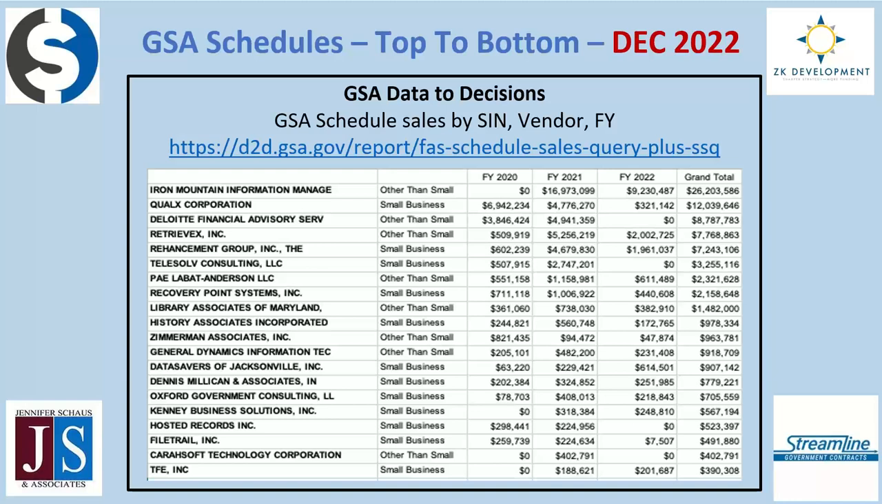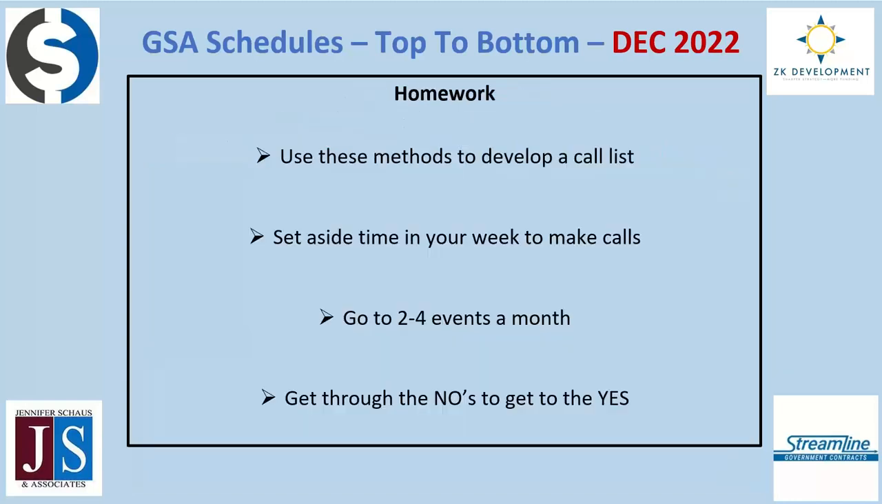So for your homework on the next slide, I want you to make sure you use these methods to develop a call list. A call list is a list of people, federal government agencies and teaming partners that you're going to call, and you're going to set aside time every week to make calls. You're going to go to 2 to 4 events a month and meet people, and you're going to persist through all the no's you're going to get, all the unanswered emails and unreturned calls, until you get to the yes.